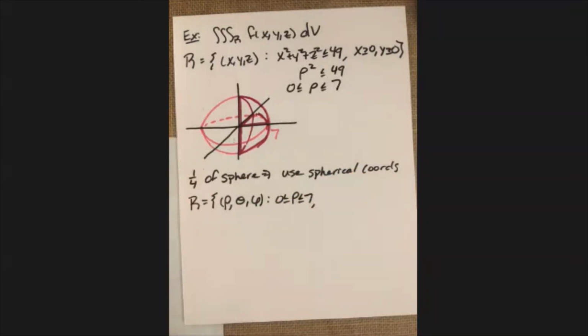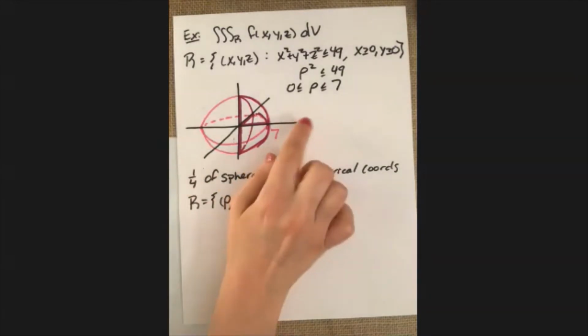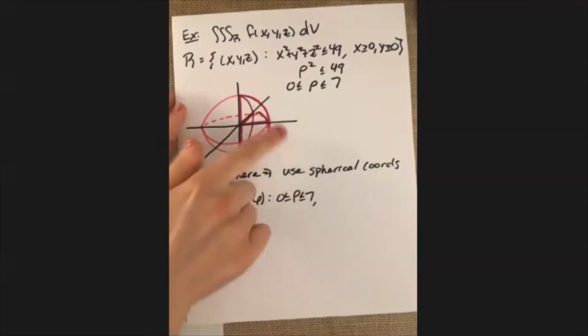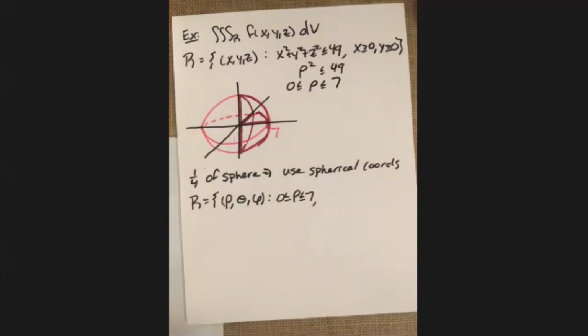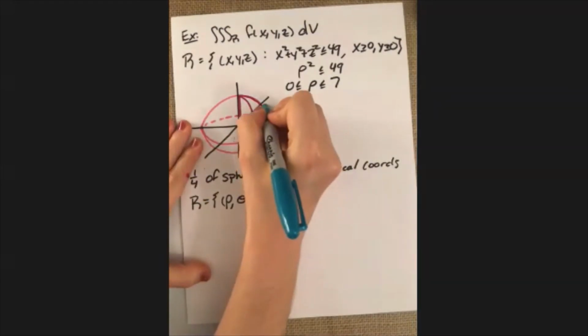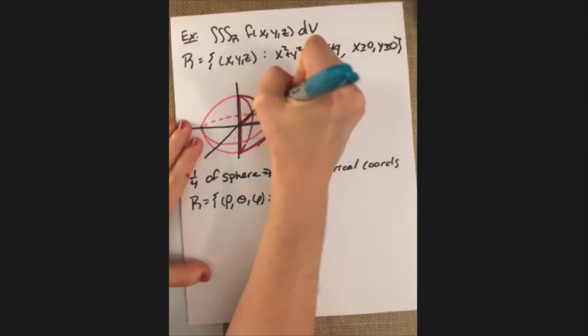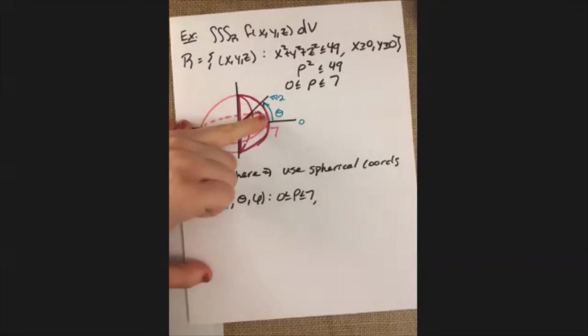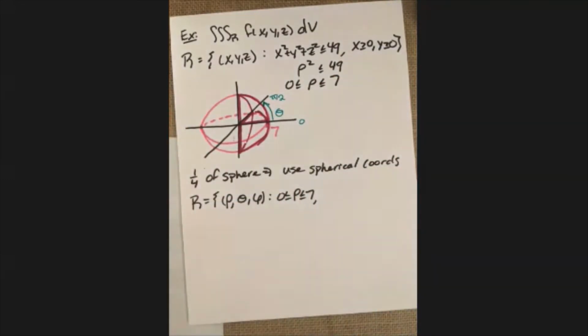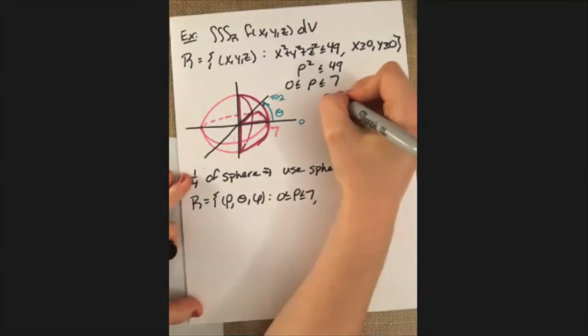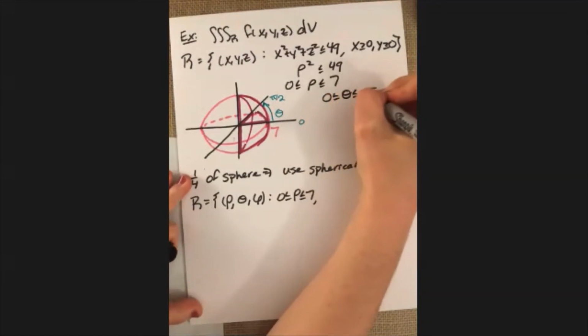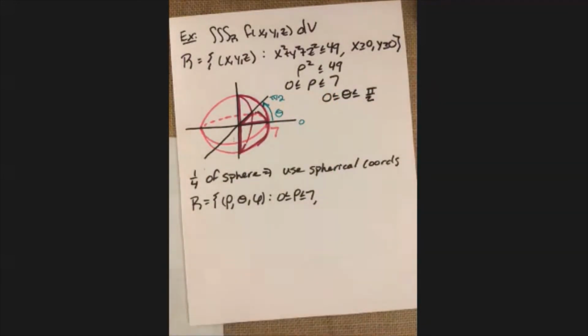All right, so now we have to worry about theta. And since we are working entirely in kind of like this piece right here, I want theta to be between 0 and pi over 2, just like so. I just want this little quarter right there.